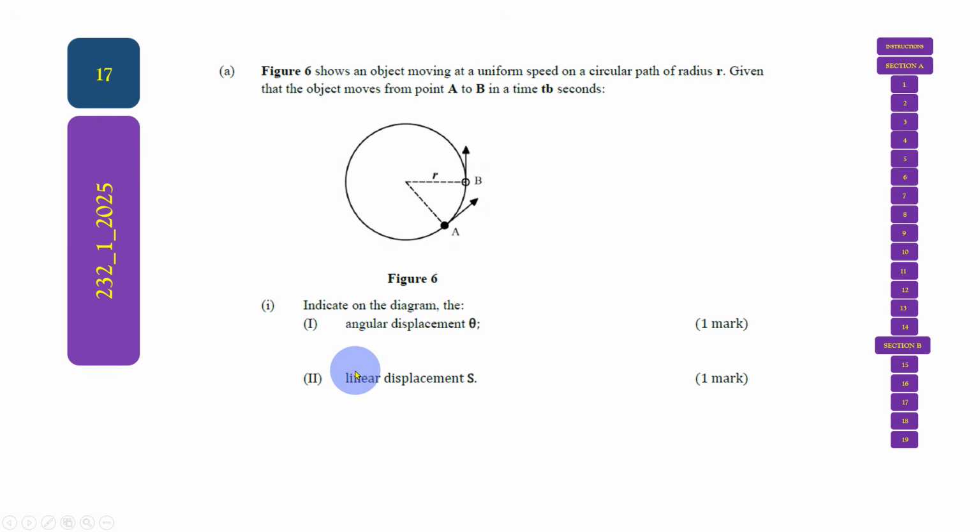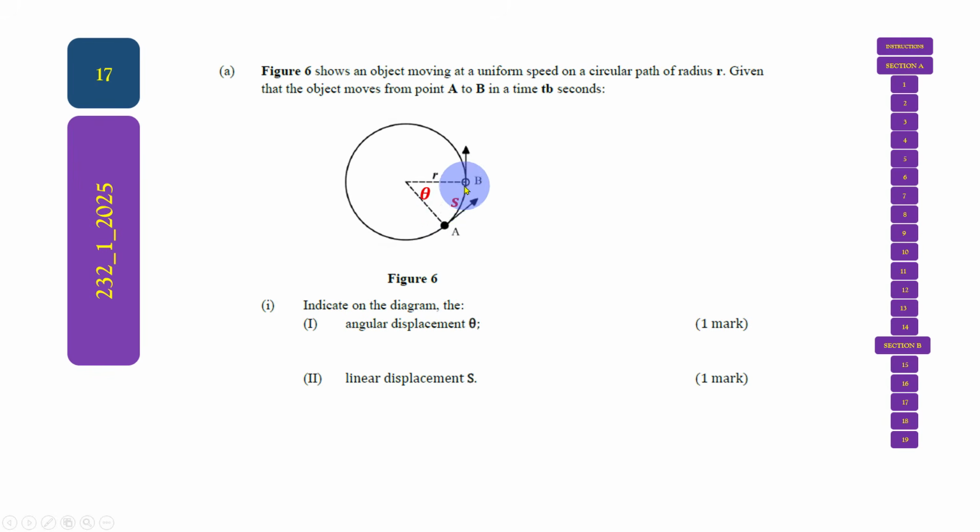Okay. Part 1 of A, this part here, we are asked to indicate on the diagram the angular displacement. It's moving from point A to point B. The angular displacement is this one here, while the linear displacement is from point A to point B. So we are going to indicate theta at this point and s at that point, because this is the linear displacement.